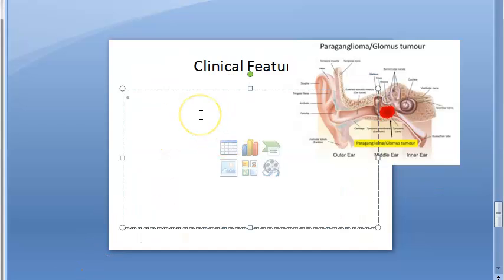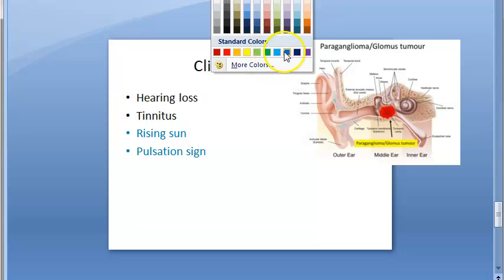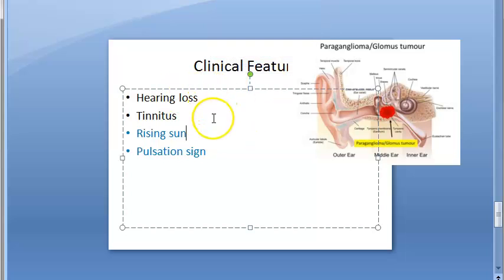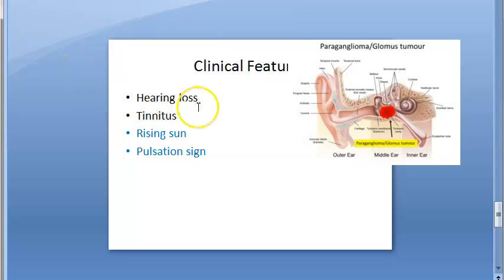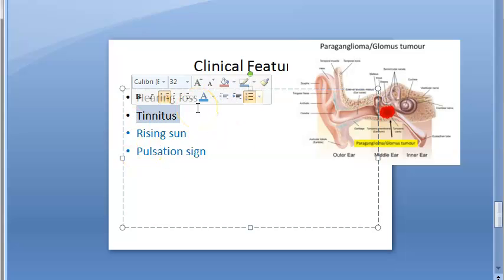Yes, clinical features are very important, and very specific terminologies are there. Hearing loss, tinnitus. So some specific words here: rising sun appearance, pulsation sign. These two are very important. Let's read these. So the earliest symptom will be what? Hearing loss, tinnitus. What type of hearing loss is this, guys? Conductive hearing loss. It is slowly progressive. Tinnitus, again, is pulsatile, with a swishing character, synchronous with pulse, and can be temporarily stopped by carotid pressure.